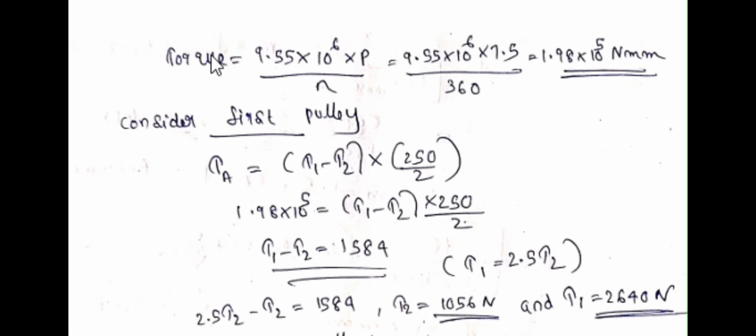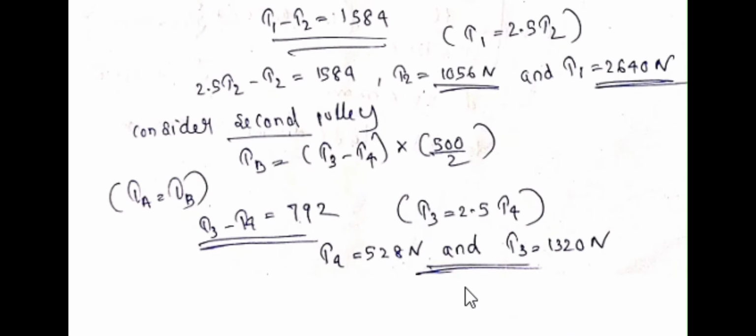Considering the first pulley, the shaft torque will be equal to the pulley torque. The torque on the first pulley will be due to the difference in tension on that pulley into that radial distance. From that you get T1 minus T2 is 1584. We also know the relation between T1 and T2, which is given in the question. So now we get the value of both T1 and T2 of the first pulley.